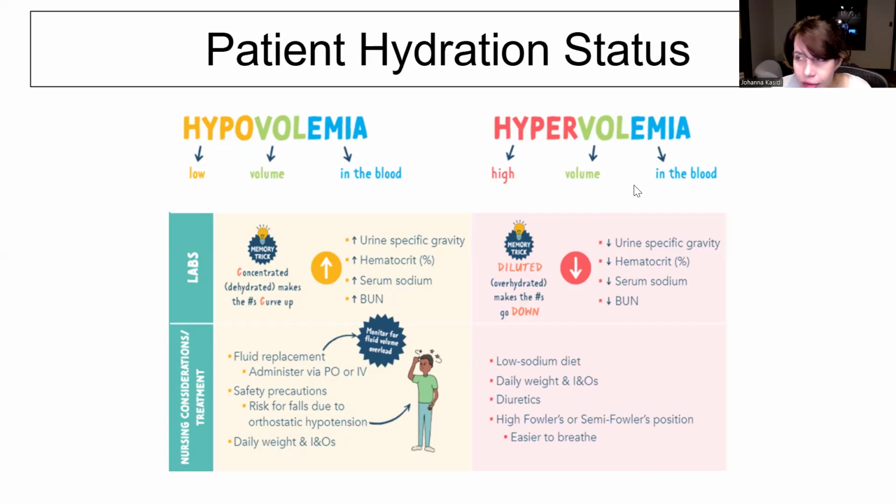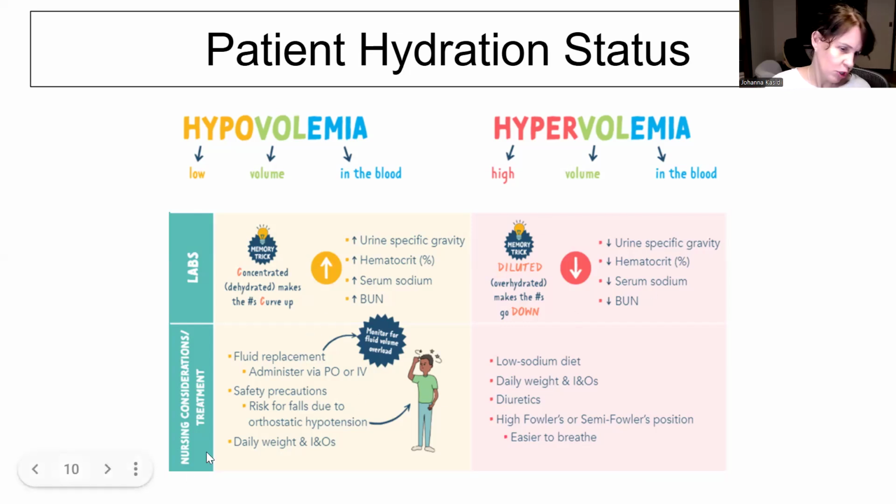With the hypervolemia, I have more volume, more fluid, and fewer solutes. It's more diluted. So that means things are going to go down. So my specific gravities are going to go down. My hematocrit percentage goes down. My BUN is going to go down.